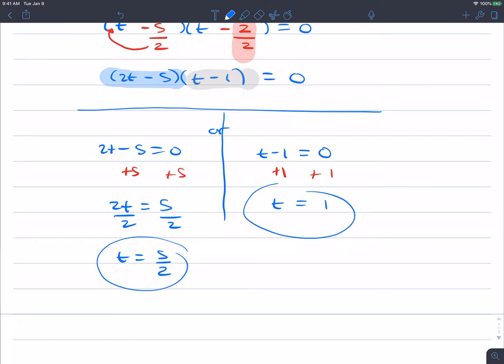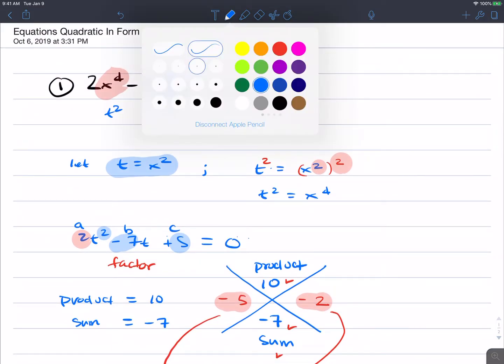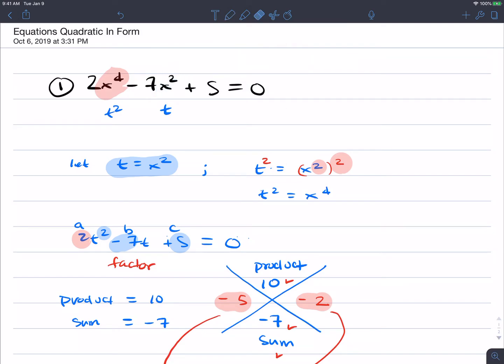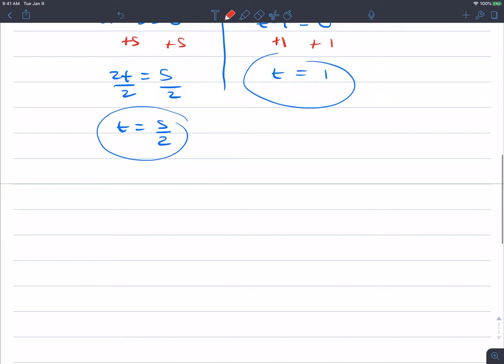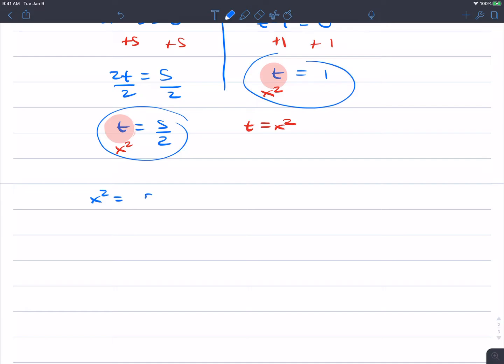Okay, however, we're not done. This question was given to us in terms of x. We have to solve for x here. And so what you'll do now is go back and use this fact. We got to use the fact that t is really x squared. So we can write down the relationship that t is x squared here. We're going to replace this t and this t with the x squared now. And so what we end up getting here is x squared equals 5/2, and we get x squared equals 1.